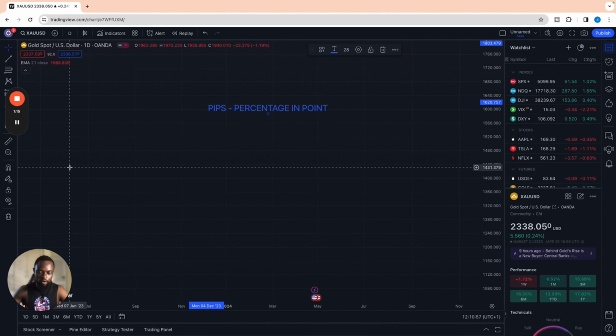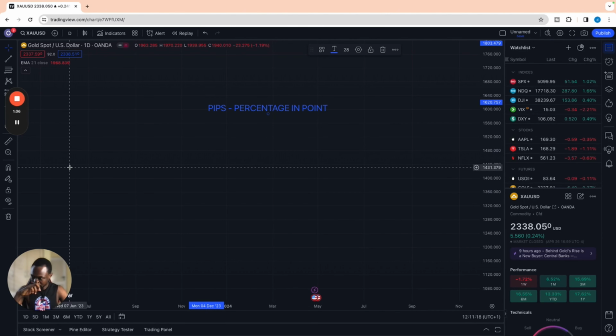So today I want to help you understand what pips is all about and how you can go about a successful trade without losing money, depending on your lot sizes, and how you can calculate your lot sizes as well using pips. But let's talk about what lot sizes is about.